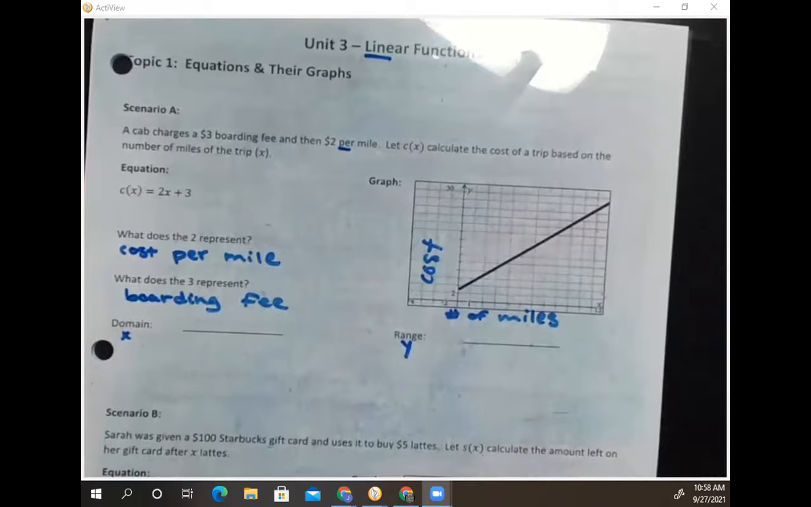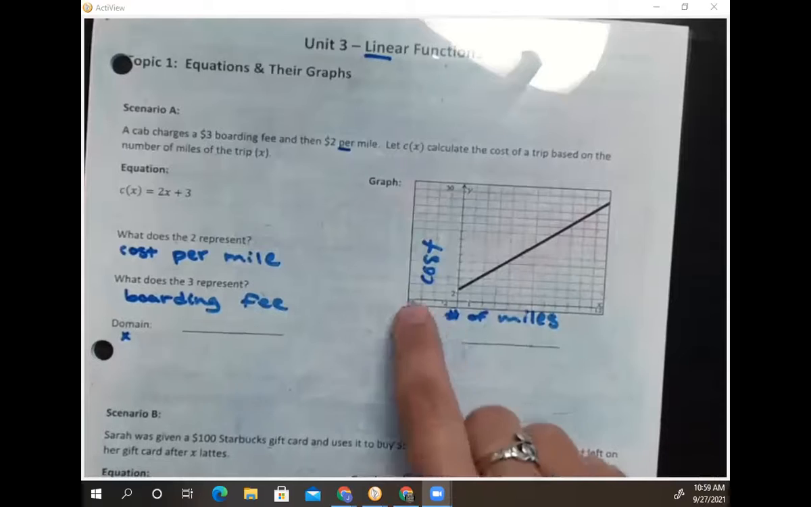Yeah, does negative numbers make sense? No, I can't travel a negative amount of miles, because no matter what direction I'm going in, I'm still traveling some number of miles. So I can't have anything negative. And we kind of got that hint from our graph here.